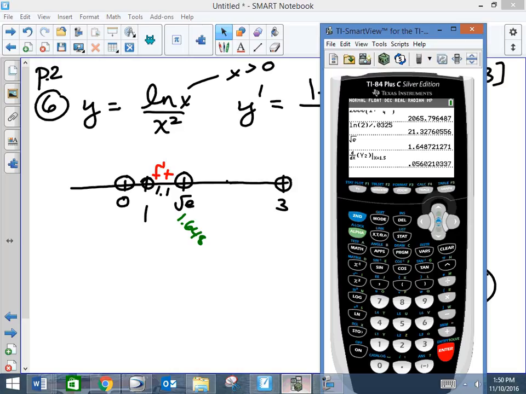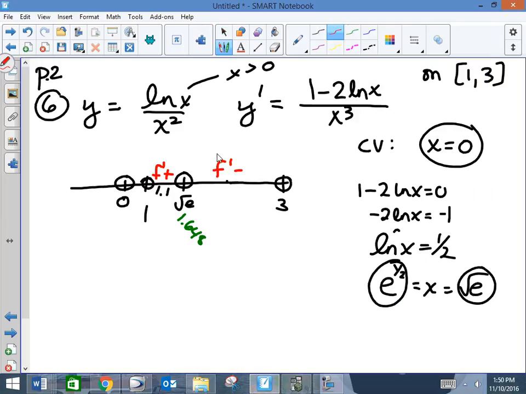Save yourself some time. Scroll up. Grab it. And then replace this with a 2. Delete. Oh, that's right. Negative. Okay? All right.